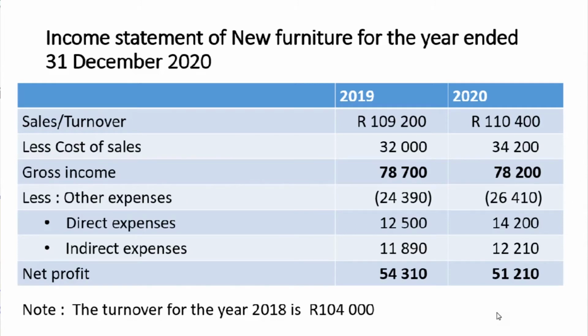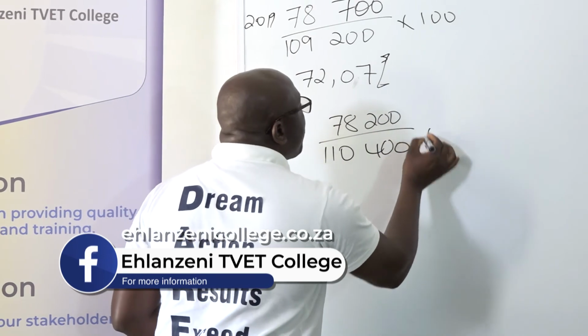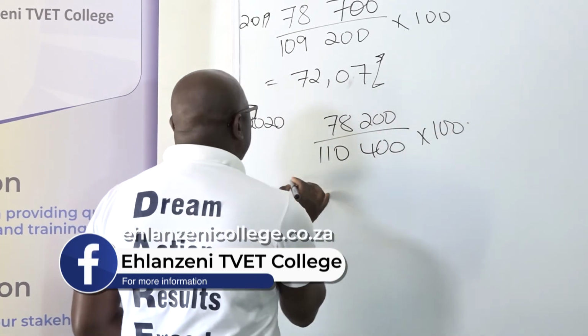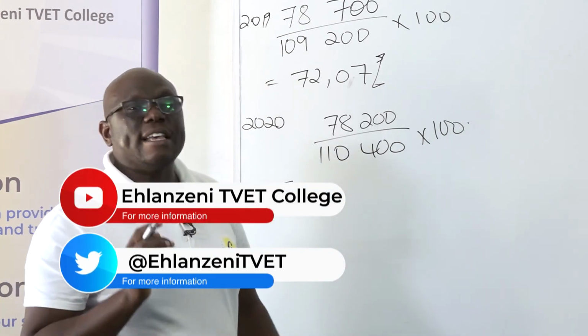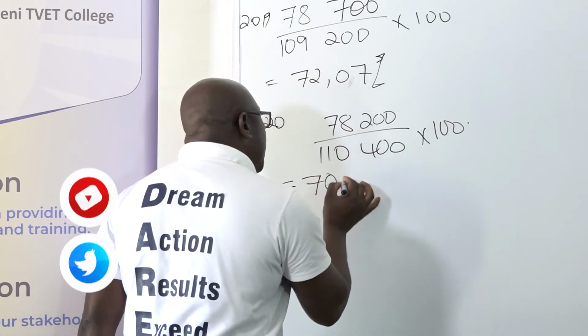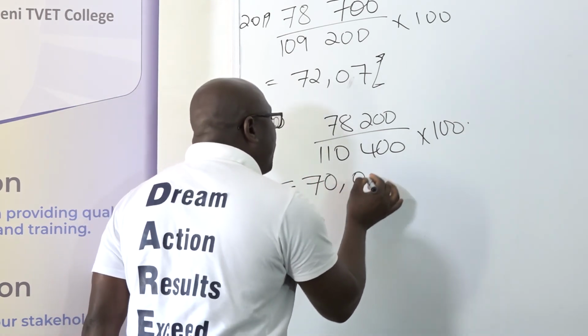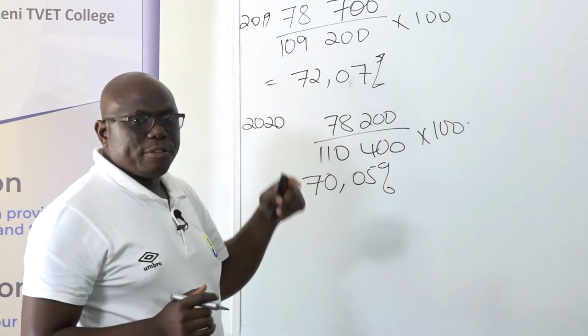78,200 divided by our turnover, which is 110,400. We say 110,400, we multiply by 100. Then our answer will be 70.5%. You say 70.05%. What is the meaning of this?